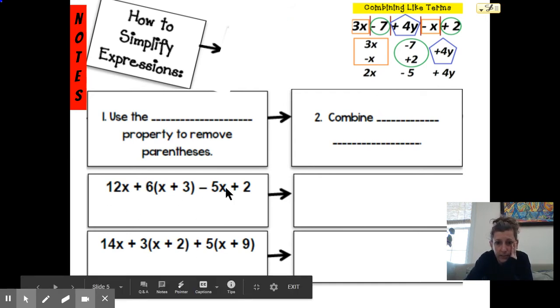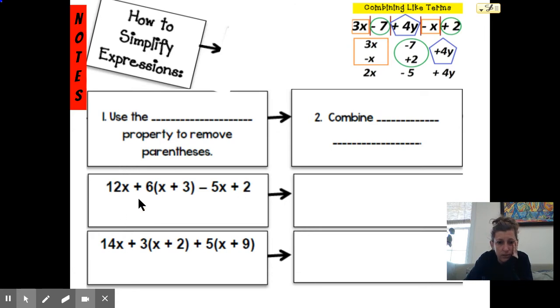Okay, so take a look at this expression. It looks a little crazy. I can see 1, 2, 3, 4, 5 terms, but we've got some parentheses here. So we just want to make it smaller and simplify it. All right, so step one, you're going to type this in. We're going to use the distributive property first, and we just want to remove the parentheses with that.